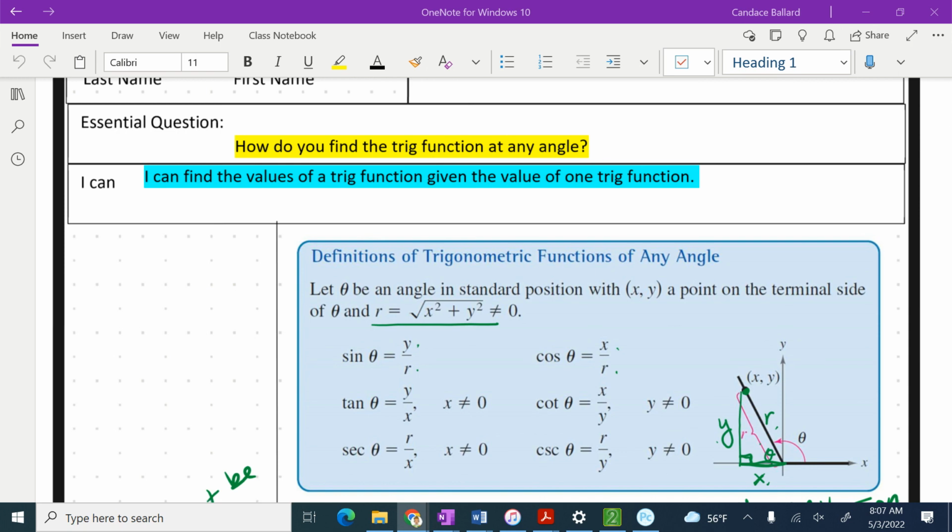Chia, can you read us the essential question, please? How do you find the trig function at any angle? Perfect. Can you read us the I can statement, please? I can find the value of a trig function given the value of one.